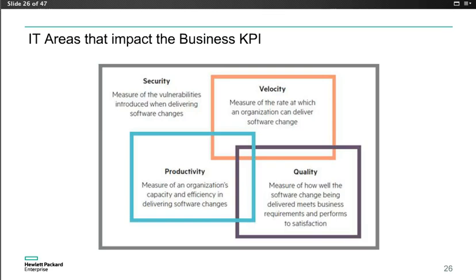Key performance indicators show if I am reaching my goals. It's something that is common, a base of KPI for IT or maybe software. These four areas are crucial to be measured. First of all is security.